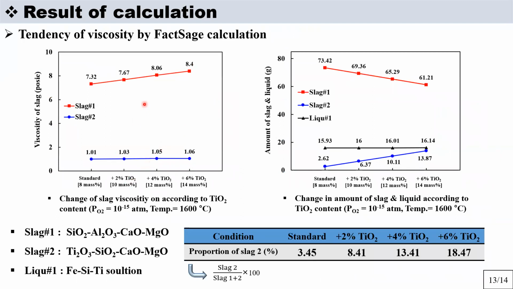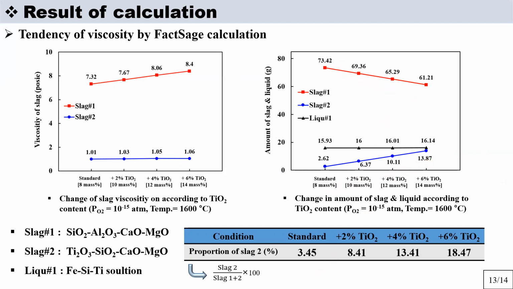This left figure shows the viscosity tendency with TiO2 contents. The viscosity of slag 1 increases slightly as the amount of TiO2 increases. On the other hand, slag 2 has a constant value regardless of the amount of TiO2. And the right figure shows the change in the amount of slag and liquid phase. We can see slag 1 decreases linearly as TiO2 increases. However, slag 2 increases drastically as slag 1 decreases.